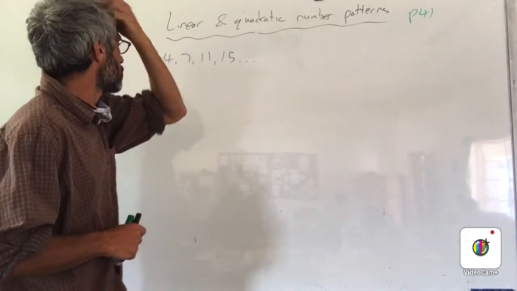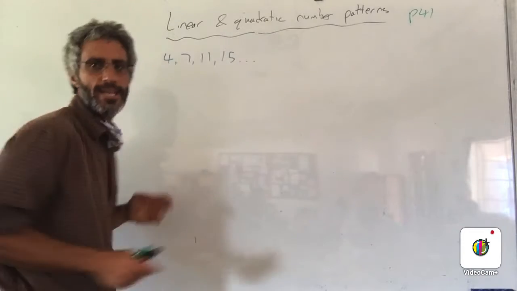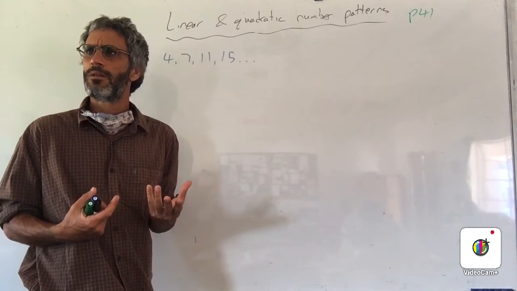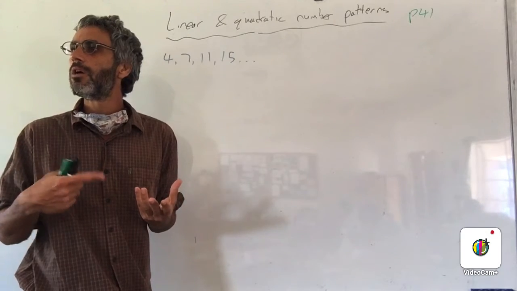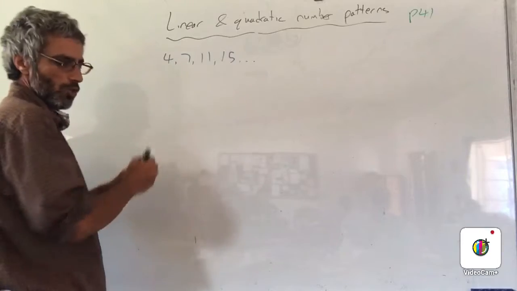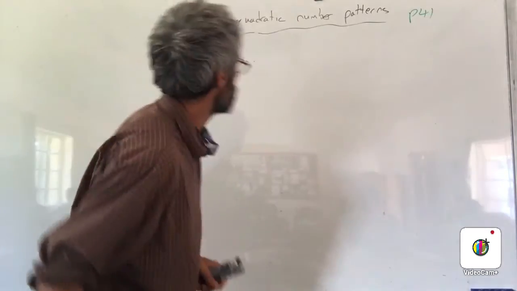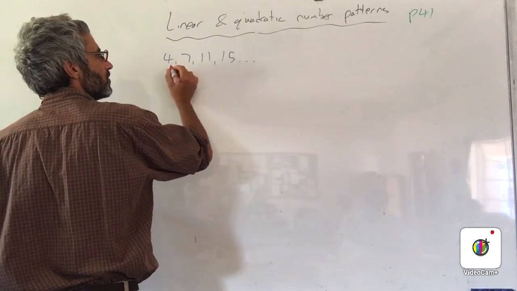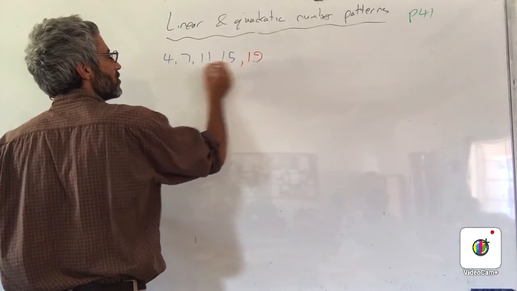Okay, so we'll start with this. This is a linear number pattern. What does linear mean? Constant difference. Okay, so if I was to ask you what's the next term, what will be the next term? 19. Okay, and you say it goes up.